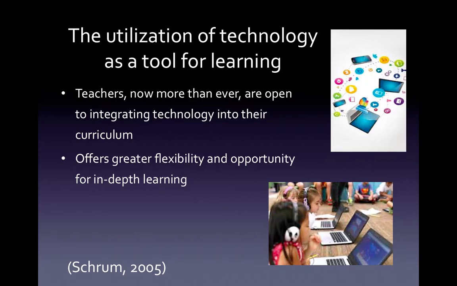Technology also offers a greater flexibility and opportunity for in-depth learning. So, for example, instead of just learning about different parts of the globe in a textbook, we have apps that can take kids around the world. Instead of just learning about biology and chemistry, there's technology there that really allows the students to have an in-depth, not only understanding, but experience and interaction with the content that they're working with.